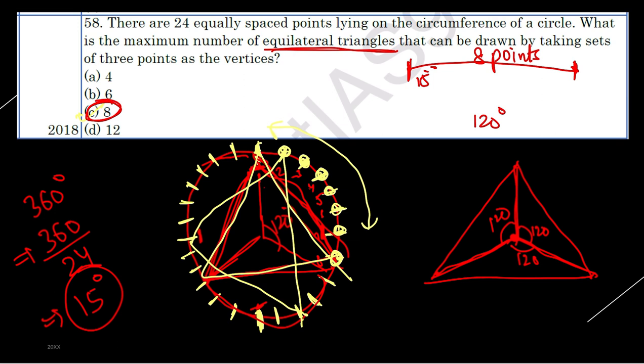Because after 8, if you rotate it, suppose the first point is equilateral triangle number 1, I rotate it by 15 degrees, that is the second equilateral triangle. I rotate it again by 15 degrees, third equilateral triangle. I rotate it again, the fourth, and so on. Once you reach point number 8, it will have the same shape as point number 0. Or I could say point number 1 and point number 9 will have the same equilateral triangle. So there are a total of 8 equilateral triangles possible in this case.